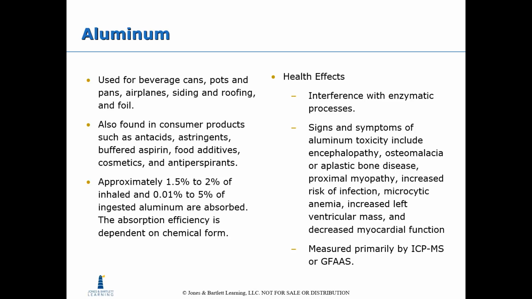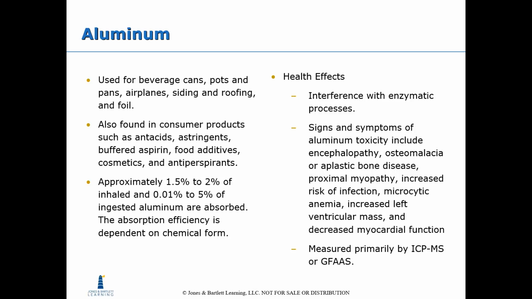Now we're going to go into a few of the metals that can have some toxicities. So aluminum is used for beverage cans, pots, pans, airplanes, siding, and roofing and foil, also found in consumer products such as antacids, astringents, buffered aspirin, food additives, cosmetics, and antiperspirants. Approximately 1.5 to 2% of inhaled and 0.01% to 5% of ingested aluminum are absorbed. The absorption efficiency is dependent on the chemical form.